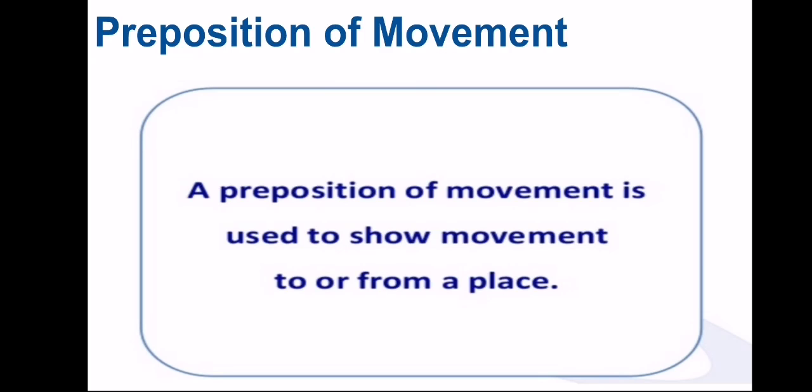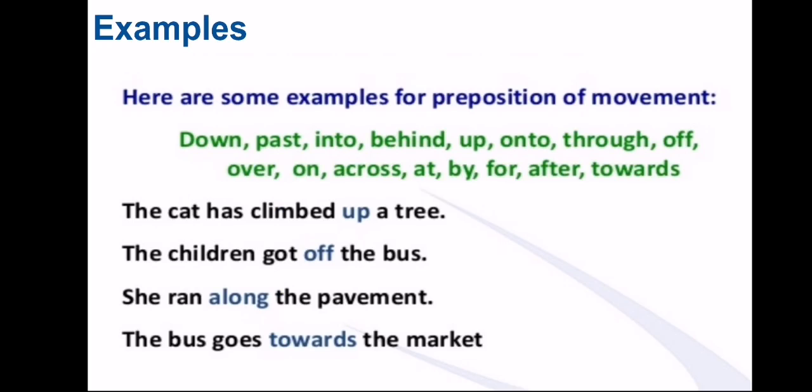Now, again, preposition of movement. We move to the next preposition, that is the preposition of movement. A preposition of movement is used to show the movement to or from a place. Means if the noun is going to a place or if the noun is coming from one place to another. Here are some examples of preposition of movement like down, past, behind, through, off, over, across. All these are prepositions of movement.